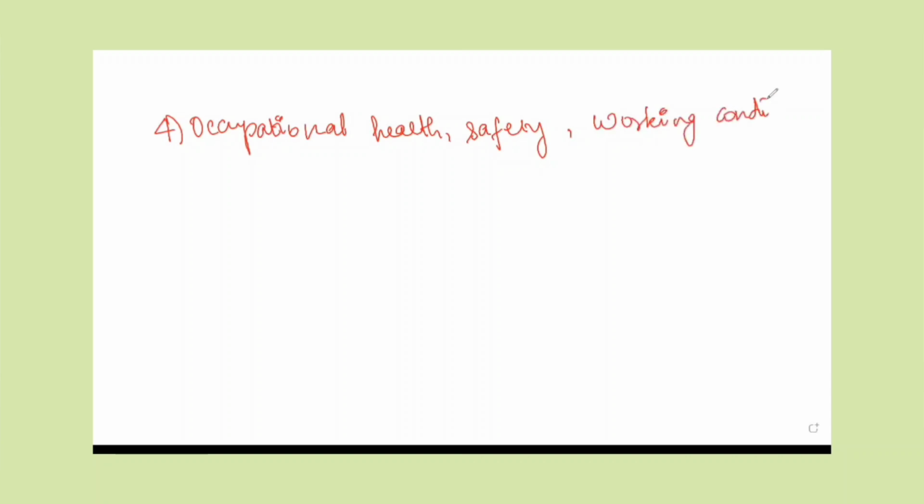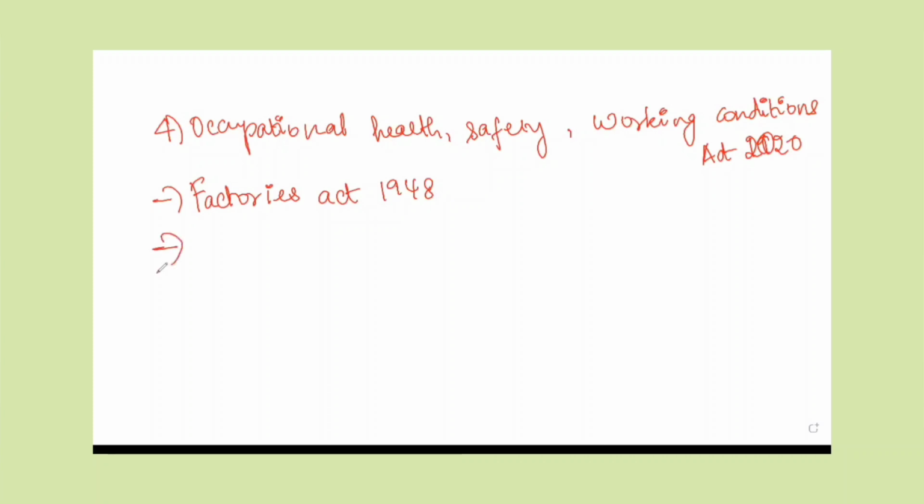The last one and the bigger one is the Occupational Safety, Health and Working Conditions Code 2020. What is the first act that comes to your mind when we talk about health and welfare facilities? Yes, it's factories. The Factories Act 1948 comes under this.